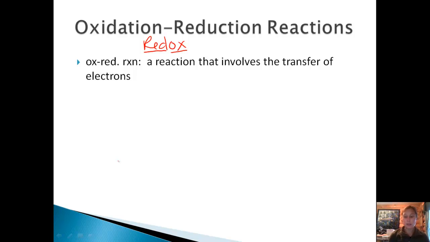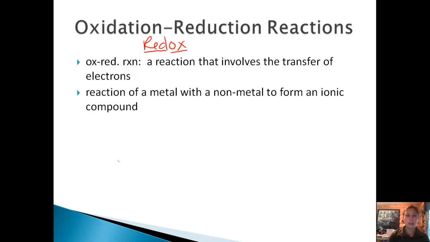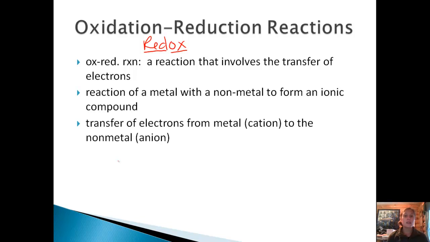So electrons are moving from reactants to products. Usually it is a reaction of a metal and a nonmetal, and then we form an ionic compound, because that's what a metal plus a nonmetal is. Always, the electrons will transfer from the metal, which remember is the cation, the positively charged ion, to the nonmetal, which then becomes the anion, or the negatively charged ion. So we're taking electrons from the metal, making it into a cation, and giving those electrons to the nonmetal, making it an anion.